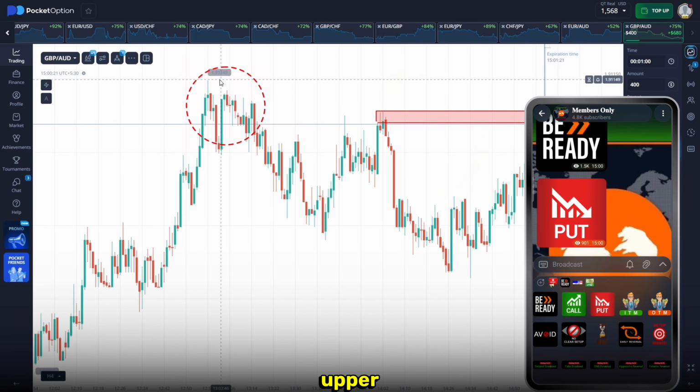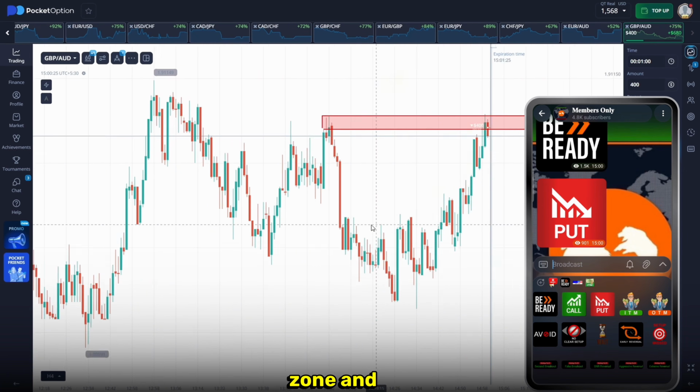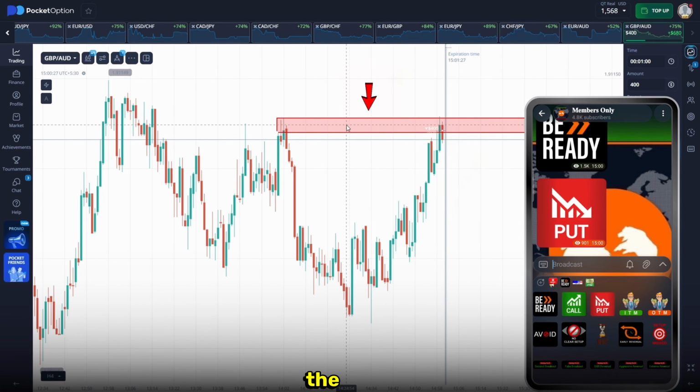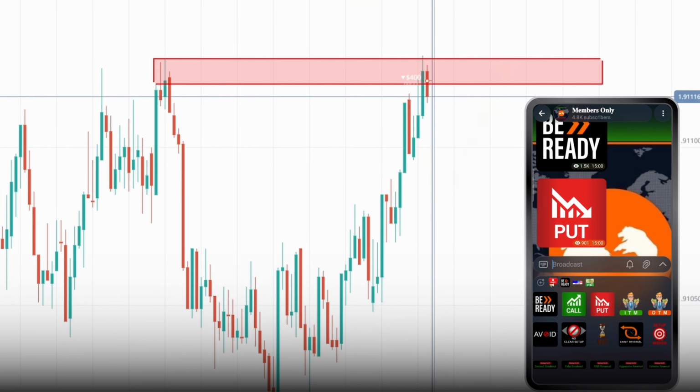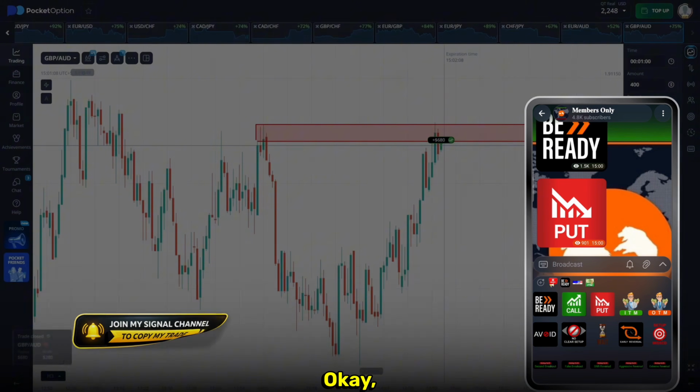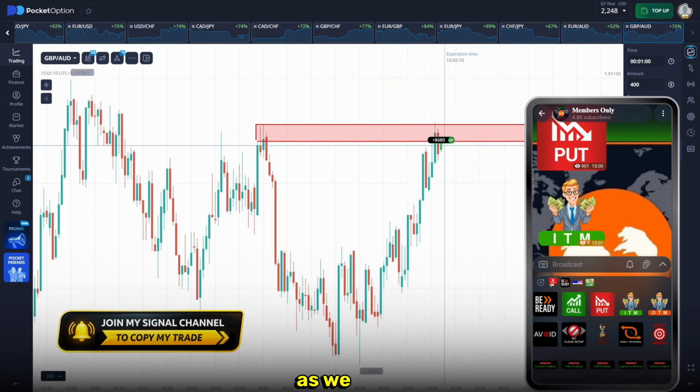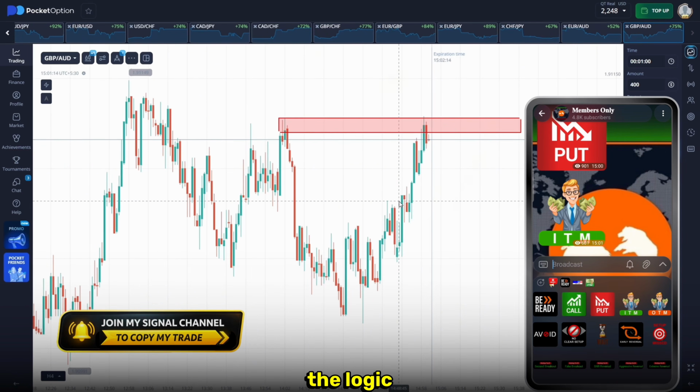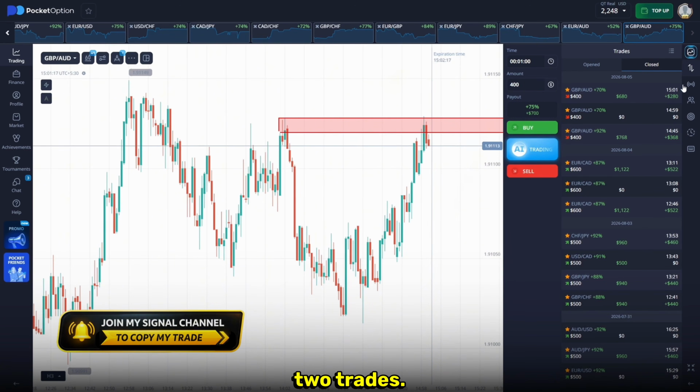If we talk about the upper levels, I don't see any major liquidity zone, and for me this is the most important zone. Let's wait now for the result. Okay, this time we have won this trade as we were expecting that price will reverse from this zone. Let's understand the logic behind these two trades.